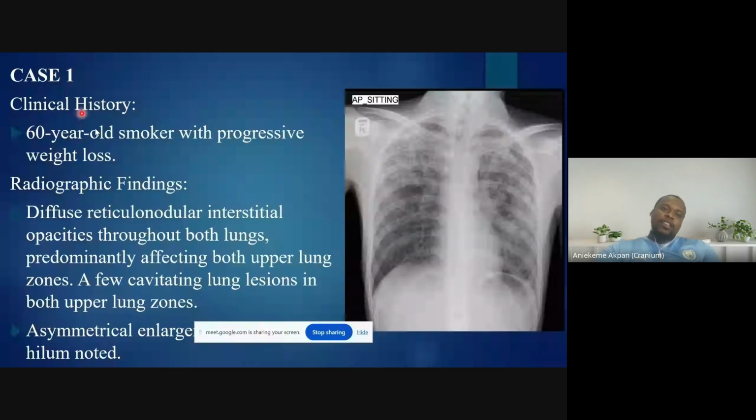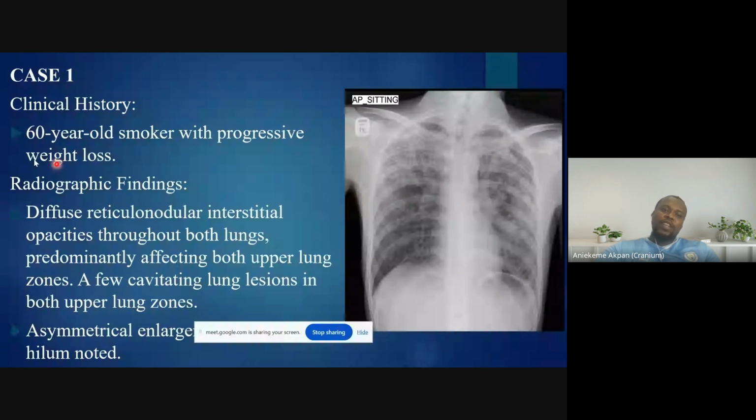So we have another case here. Clinical history: 60-year-old smoker with progressive weight loss. Remember that there was one particular pattern that we mentioned, weight loss. The weight loss can also be associated with any other pathology, but at least in the context of this class, I mentioned weight loss somewhere. So the radiographic patterns from this image: you have diffuse reticulonodular interstitial opacities throughout both lungs, predominantly affecting both upper lung zones, a few cavitating lung lesions in the upper lung zone, and asymmetrical enlargement of the hilum.